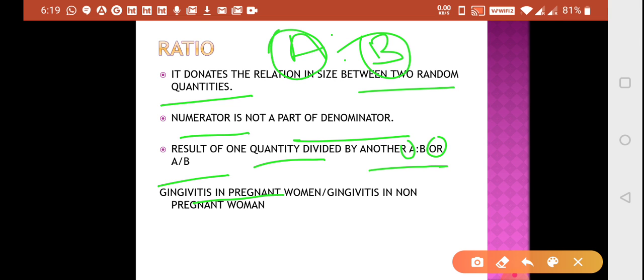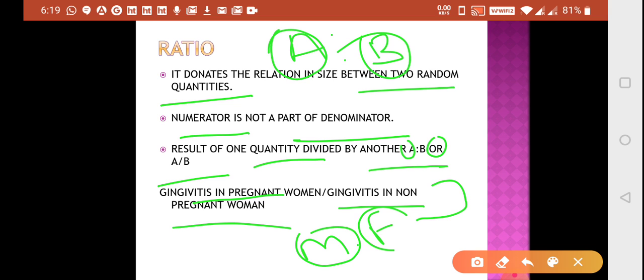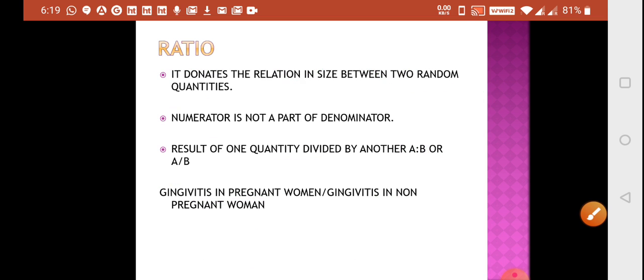Gingivitis in the pregnant woman divided by gingivitis in the non-pregnant woman. Pregnant woman is not a part of the group of the non-pregnant woman. So this is a ratio. Male to female, this is a ratio. Male is not a part of female. And another thing, blue color versus red color. Blue is not a part of red color. If there are 10 pictures, blue are 4, red are 6. So blue is not a part of red, so they are different. So that is basically the ratio.